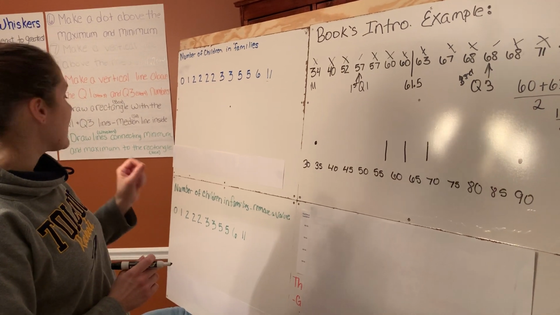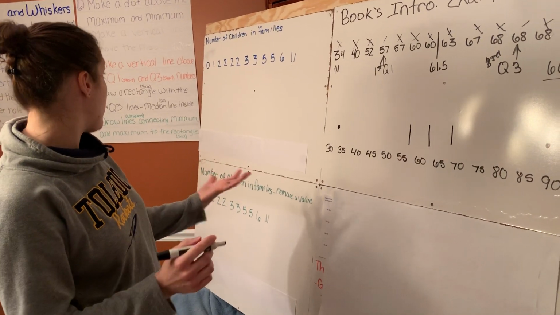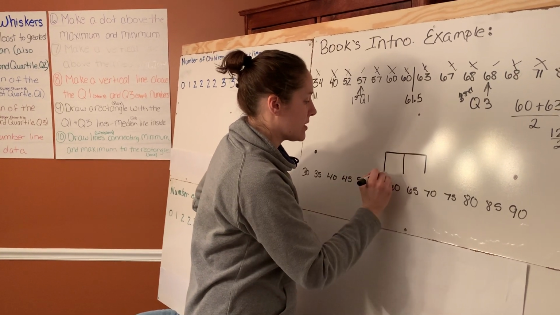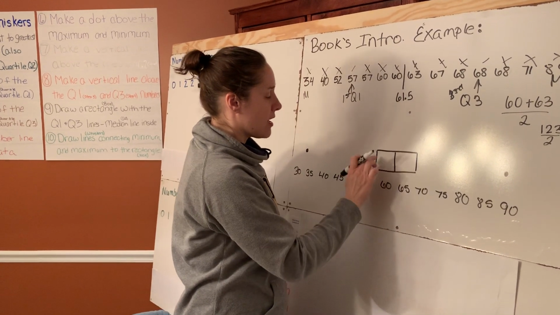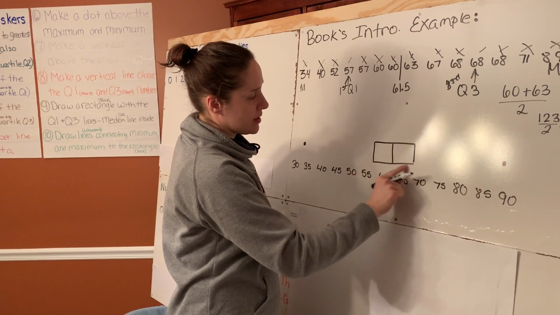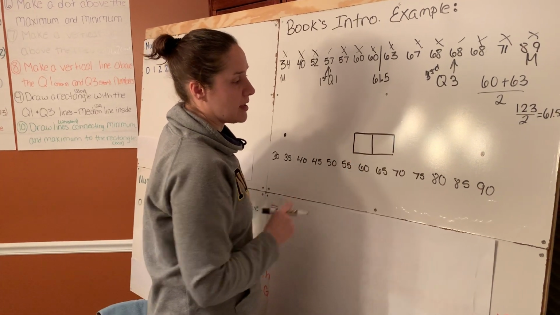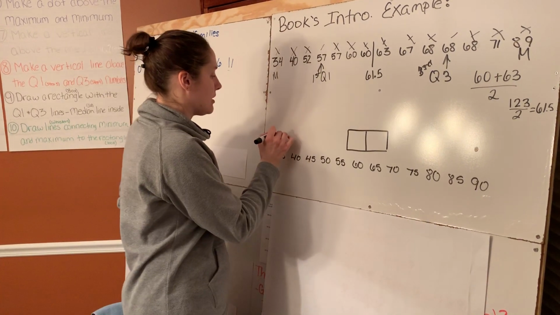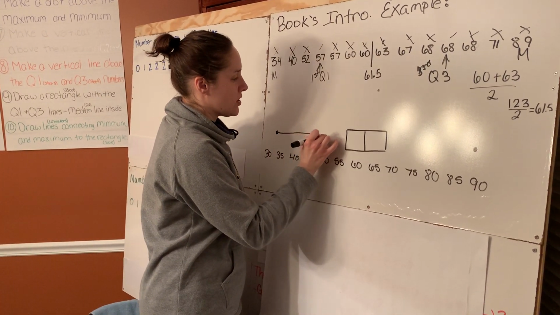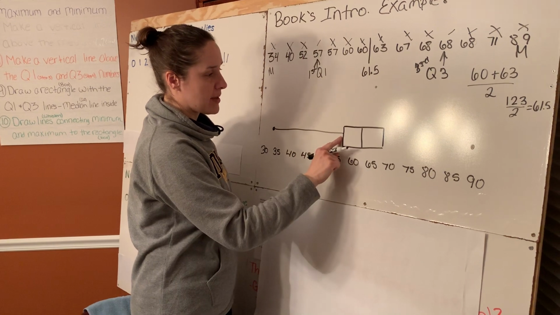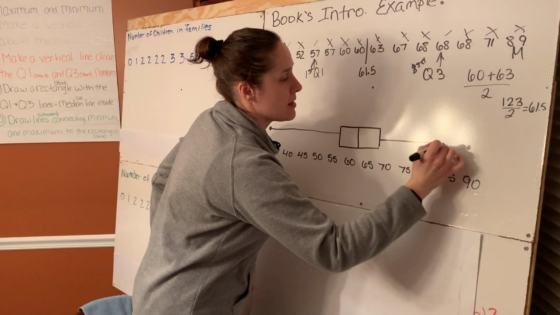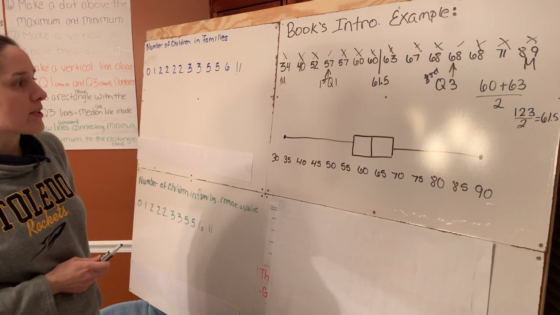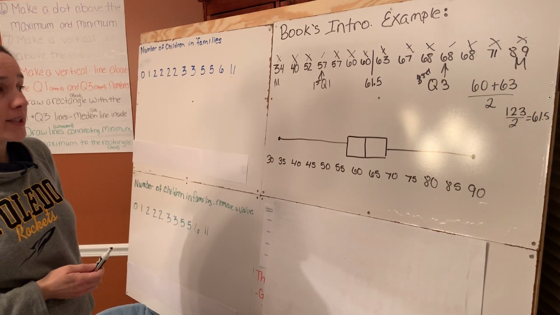Step 9 is to then draw a rectangle or a box with the median inside. So when we call it a box and whiskers, there's our box and whiskers. Our box is from Q1 to Q3 with the median in the middle. And then comes the whisker part, that's step 10. Draw lines to connect your minimum to the box and your maximum to the box. And there's your box and whiskers for the first set of data that the book has to offer.